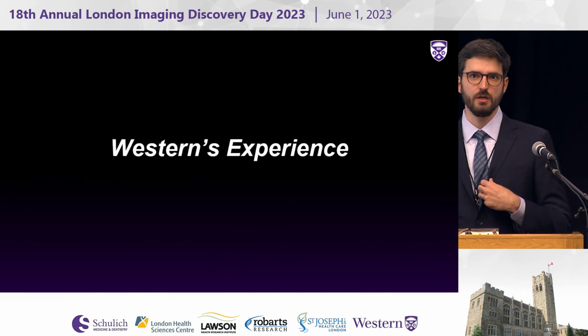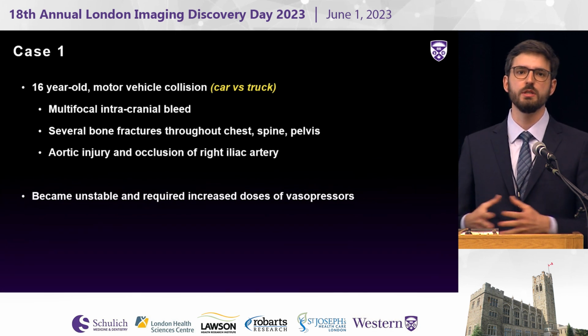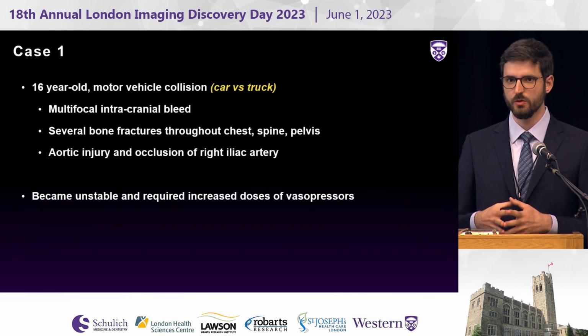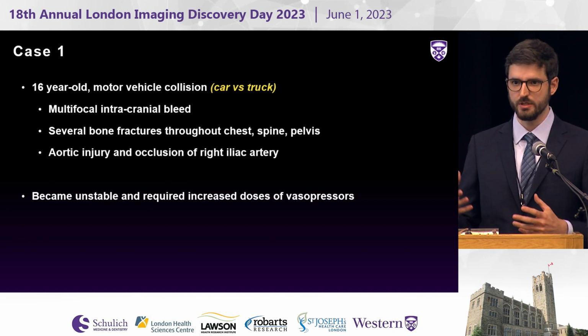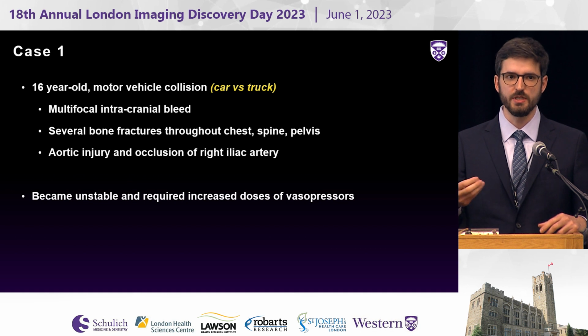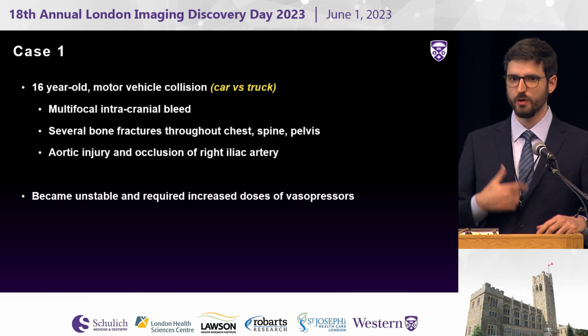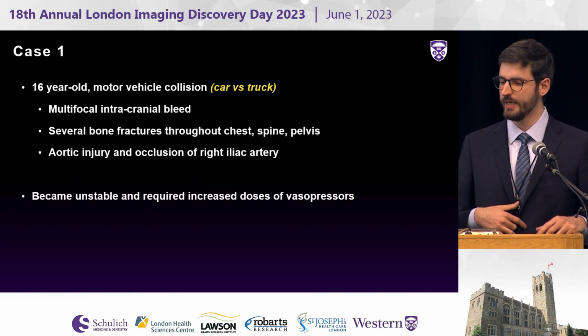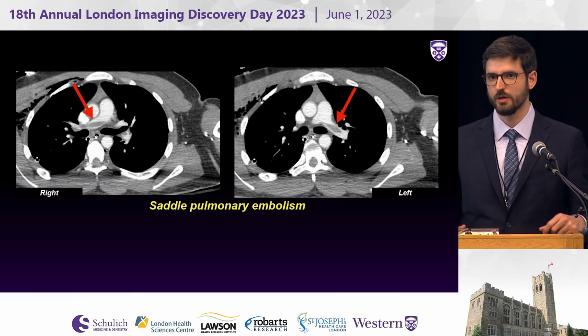In our experience right now, we have roughly 12 cases. I'm just going to highlight two that I think are very important. One was a 16-year-old who had a very bad car accident, came into Victoria with multi-fractures, several areas of bleeding inside the head. So again, you cannot use TPA to treat this patient because things will just get much worse. He had an aortic injury, again, contraindication to TPA. And he became unstable and required more drugs. So we did a CAT scan, and then what we saw is what we call a saddle embolus.